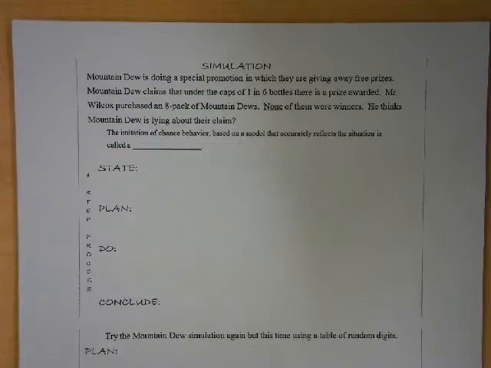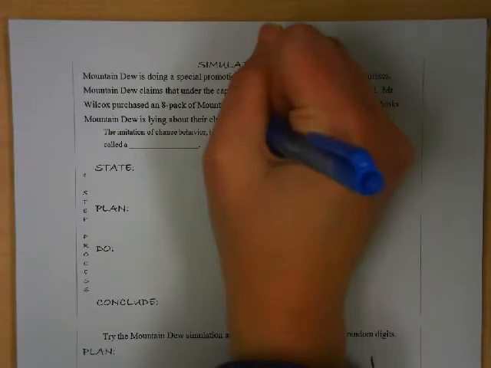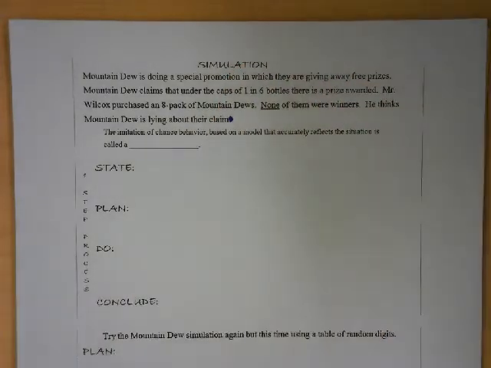So our first simulation is going to deal with Mountain Dew. It says that they have a special promotion in which they're giving away free prizes. Mountain Dew claims that under the caps of 1 in 6 bottles, there is a prize awarded. Mr. Wilcox purchased an 8-pack of Mountain Dews. None of them were winners. He thinks Mountain Dew is lying about their claim, and I apologize. That should just be a period, not a question mark.